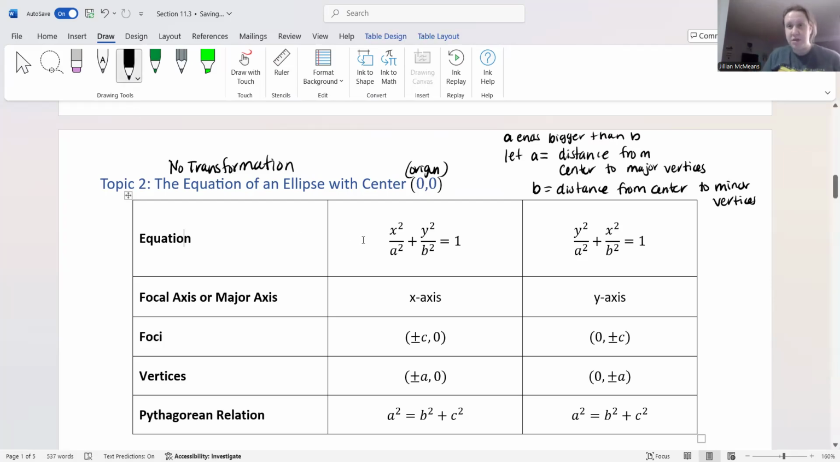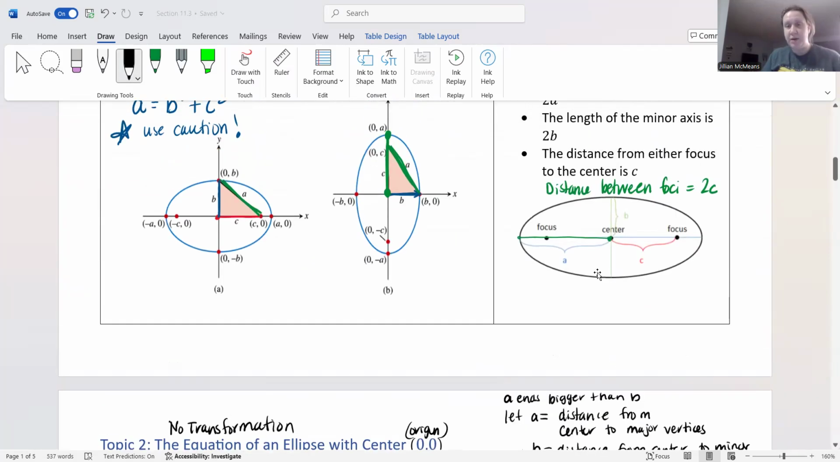And if we scroll up just a little bit, we had this picture right here, the one on the right. We always say that the distance A, we've labeled it A, is the distance from the center to a major vertex, and B is the distance from the center to the minor vertex. B is always going to be the shorter of the two, and that should make sense because remember, we have this Pythagorean relationship, and A is the hypotenuse of these little right triangles that we form, so A has to be the bigger of the two, okay?